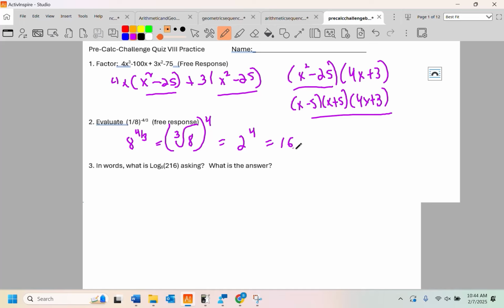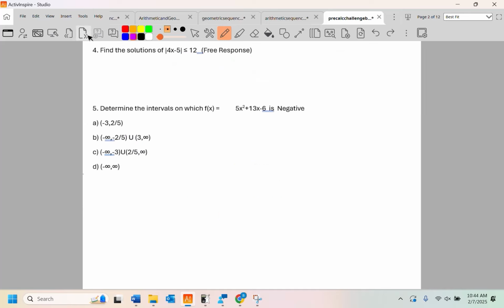Moving forward, in words, what is log base 6 of 216 asking? It's asking, since this is your base, and this is legit your answer, what power of 6 is equal to 216? The answer to that is 3, because 6 times 6 times 6 is 216.